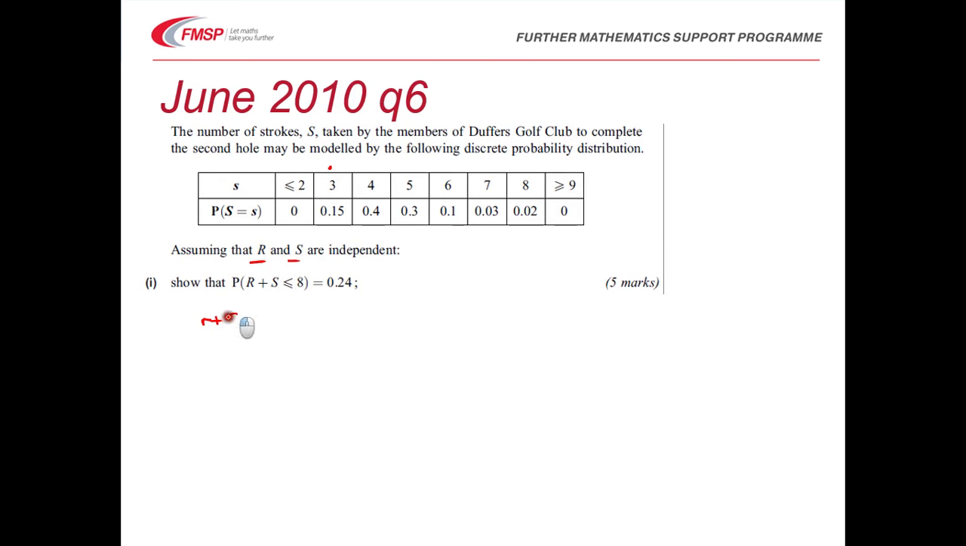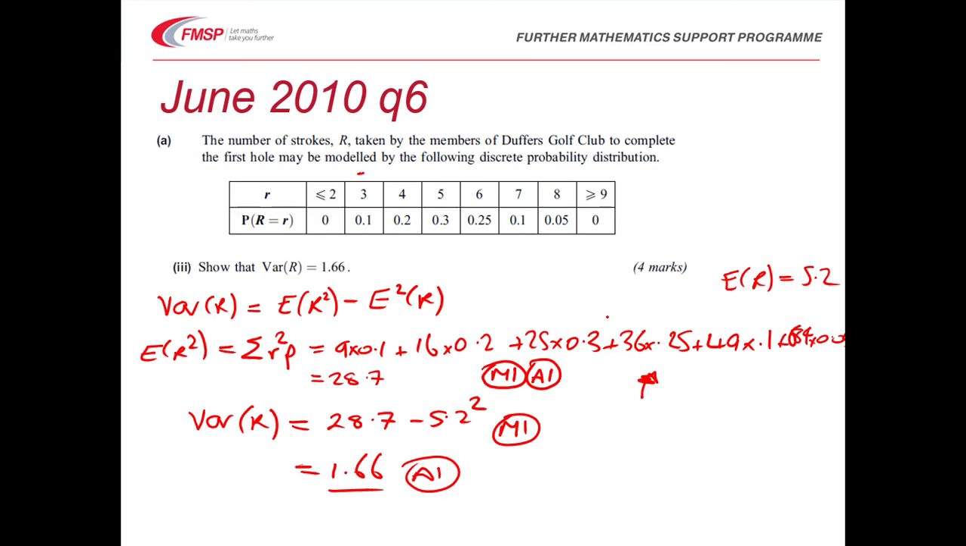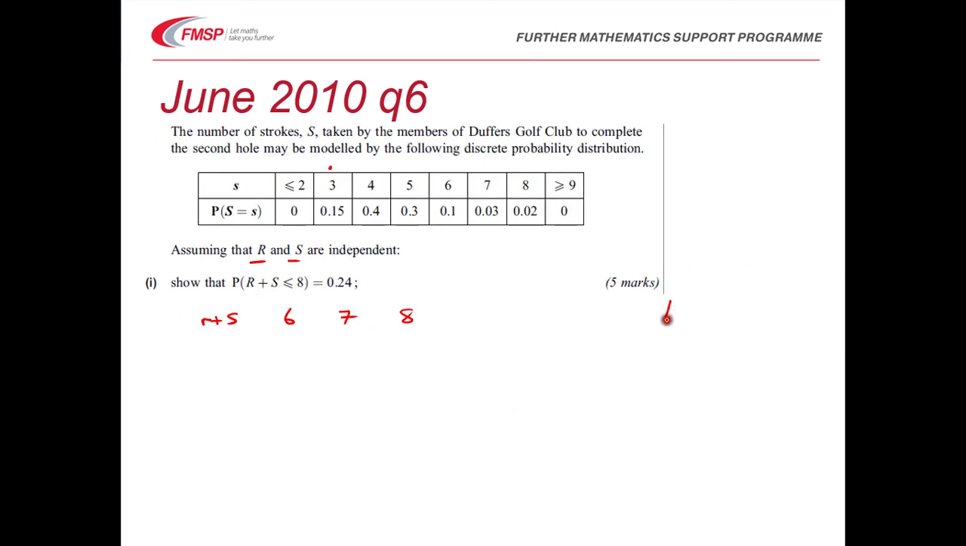So let's start considering the distribution of R plus S. To get R plus S, we've got a minimum score of 6 or 7 or 8 and so on, and this goes up to 16. So we're not going to work all of it, but we're going to work out the ones that we know we're going to need. So what are the probabilities? Well, you've got to get a score of 3 and a score of 3 to get 6. So this is where the independence kicks in. So to get that, it's going to be 0.1 times 0.15.